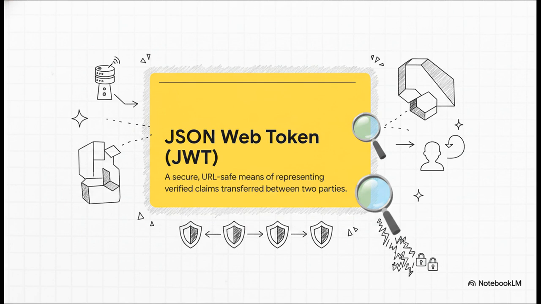A JSON Web Token, or JWT, is a secure, URL-safe means of representing verified claims transferred between two parties. In the context of modern web frameworks like FastAPI, for example, JWT is the absolute gold standard for verifying user identity statelessly. The server doesn't need to maintain a massive clunky session database. The token itself cryptographically proves the user is exactly who they claim to be.